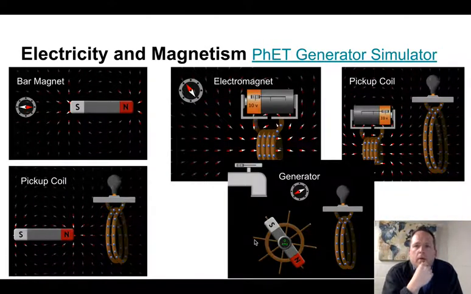So these are a variety of simulations that demonstrate some of this phenomena of electricity and magnetism and the connection between those two. They're on the PhET website on the generator simulator, but the generator simulator is the previous generation.